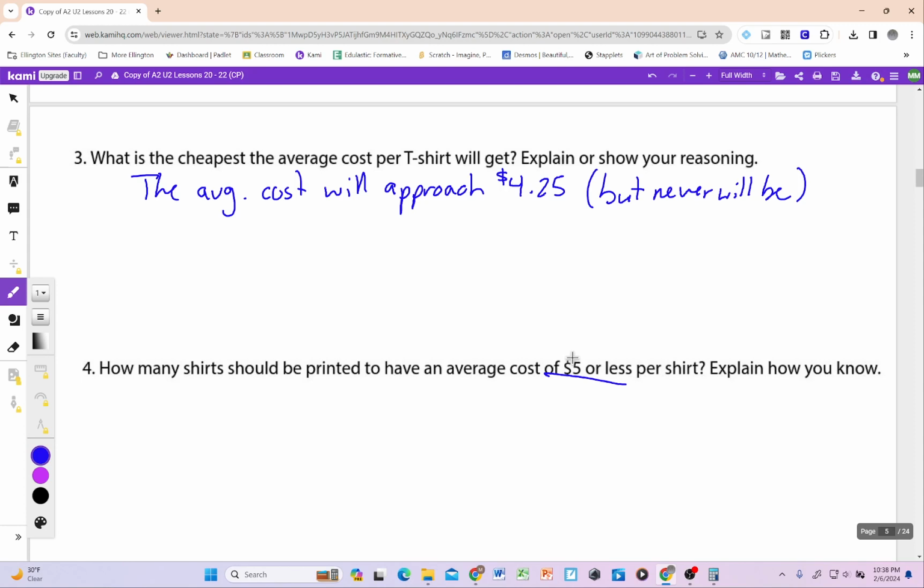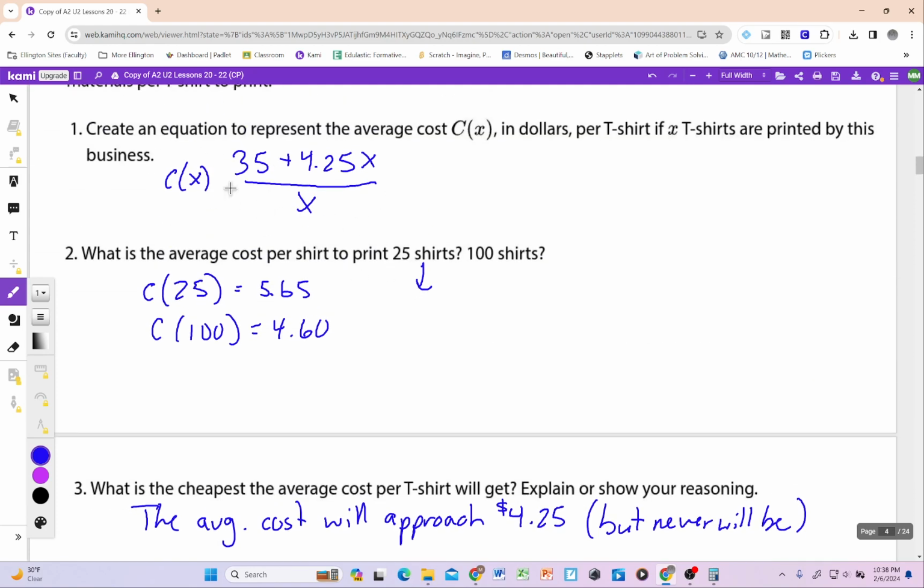Anybody who runs a business will have to do this too. So let's say you want to sell them for $5 each. Well, in order to turn a profit or at least not owe money, we have to print enough of them to get the average down. So can we figure that out? So if you have an average cost of $5, where's that going to go in the function? So it's not x. x represents the number of shirts. We're trying to find x.